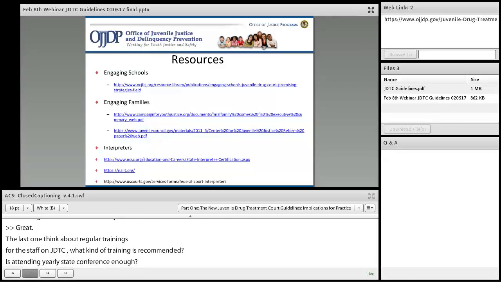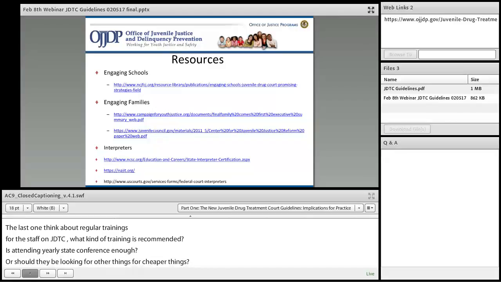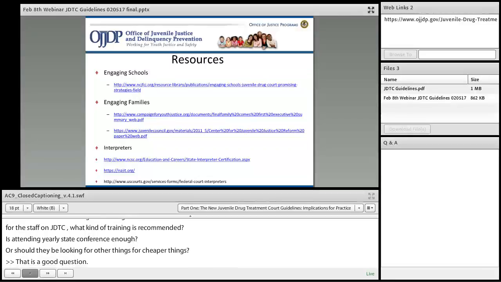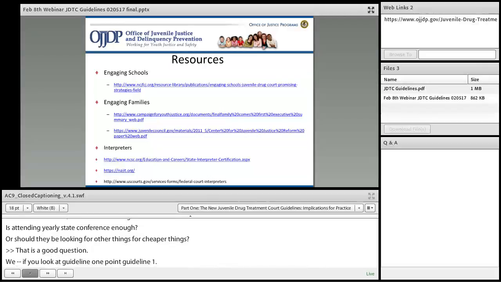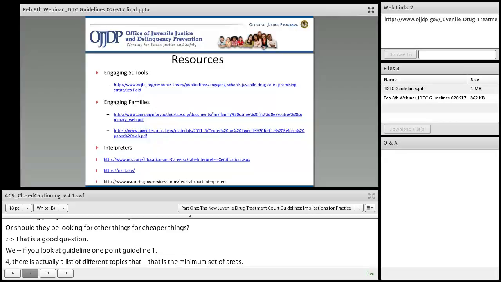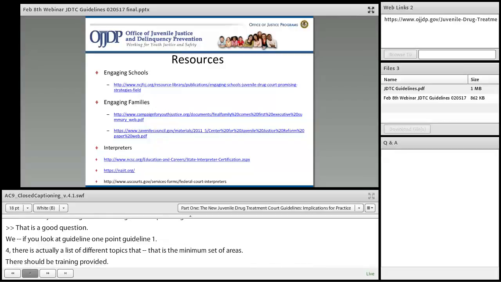That's a really good question. If you look at Guideline 1.4, there is actually a list of the different topics that is a minimum. So that's the minimum set of areas that there should be training provided in. And so that's pretty clear. We encourage the courts to really take that to heart, and try to be as comprehensive as they can in addressing all of those.